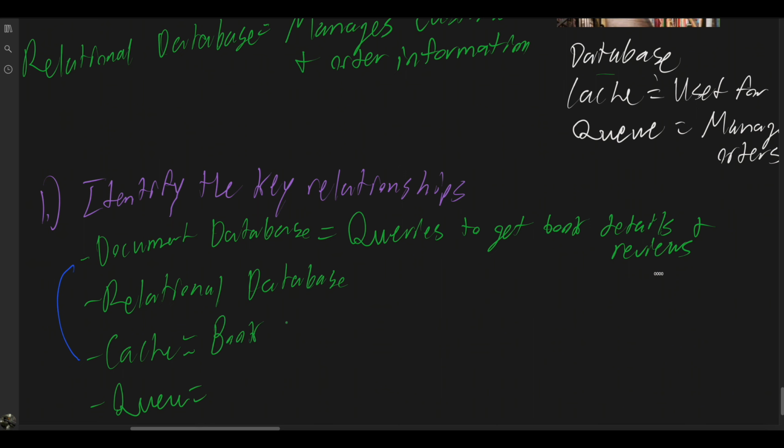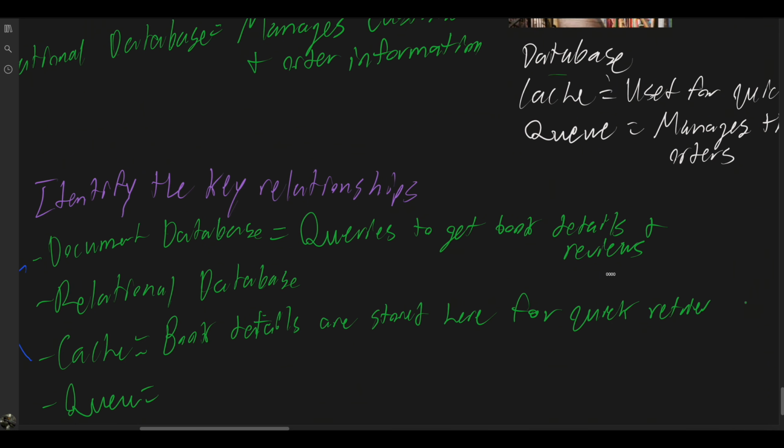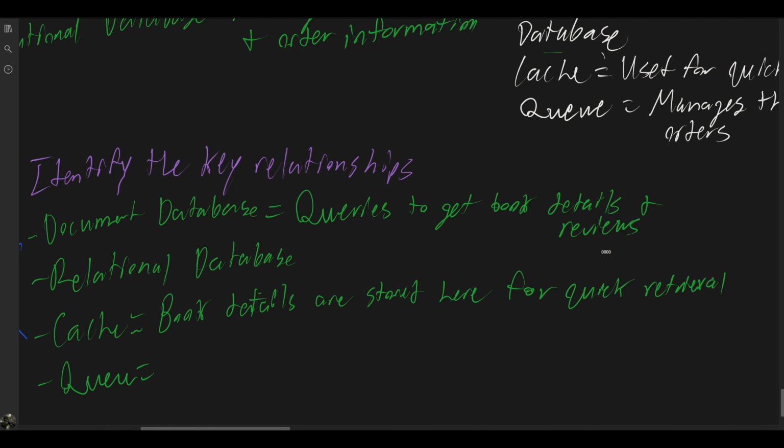So book details are stored here for quick retrieval. Because in document databases, since we are given a set of strings that we already have within our document, and it's beneficial to be able to have all the information there and present within our application, it makes sense to be able to have the data already present on the queue for quicker lookup times.